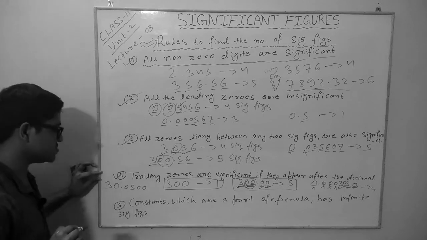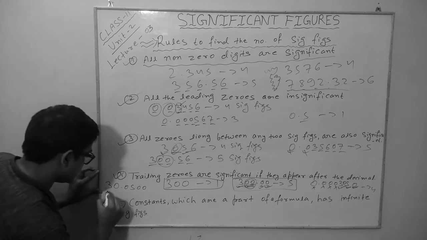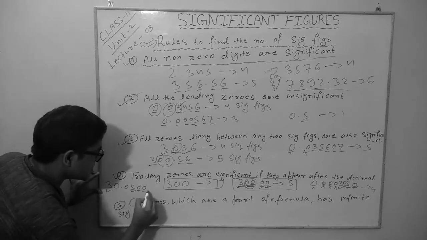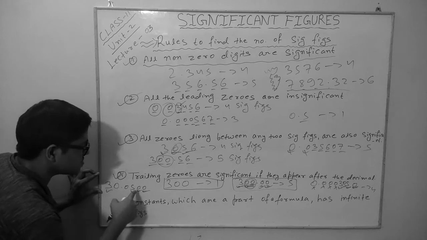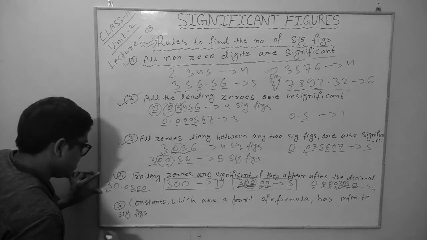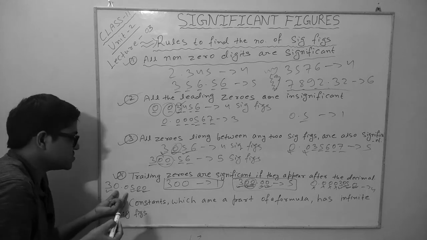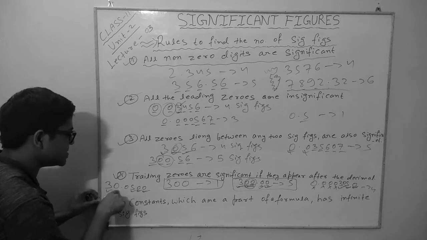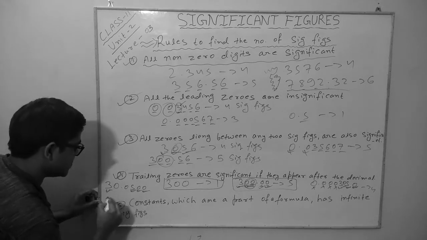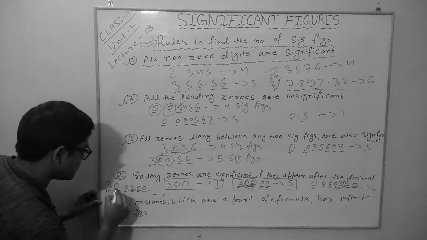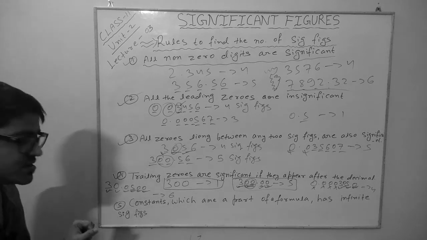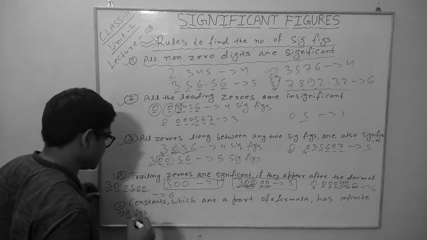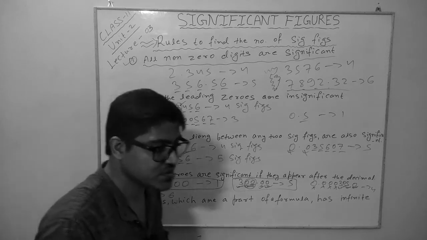Let's talk about 30.0500. This 3 being a non-zero digit is significant, 5 being a non-zero digit is significant. These two zeros are trailing zeros and appearing after the decimal, so these two are also significant. Obviously these two digits are also significant. Why? From rule 3. These two zeros are lying between significant figures 3 and 5. So in this number we have a total of 1, 2, 3, 4, 5, 6 sig figs. Total 6 significant figures are present in this number. Clear? Let's take a few more examples.